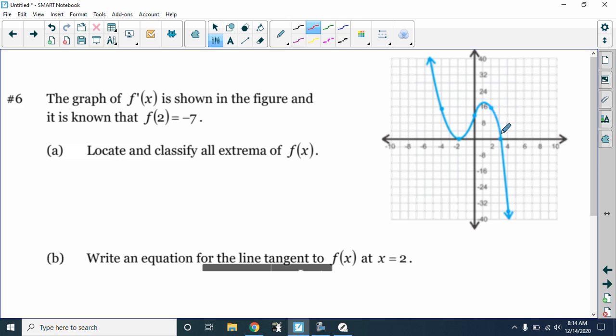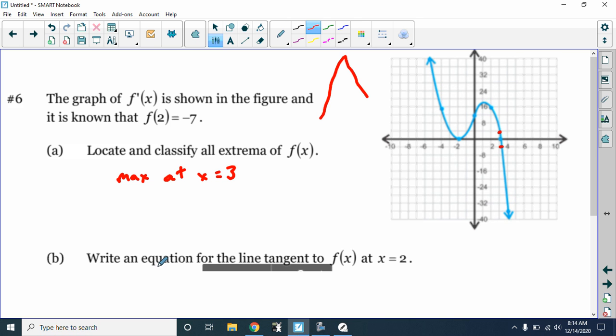Over here at x equals 3, the graph was positive, and then it changed to negative. It went from above the x-axis to below the x-axis, which gives us a maximum value. If the derivative is positive going up and then negative going down, that's max. So we have a maximum at x equals 3.